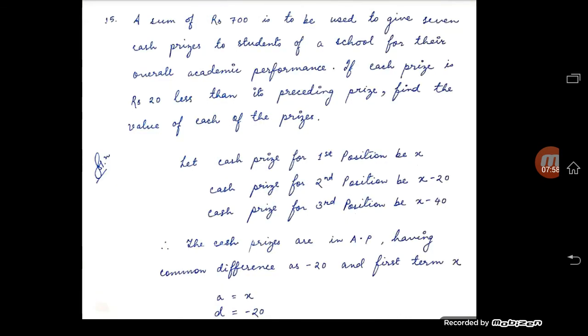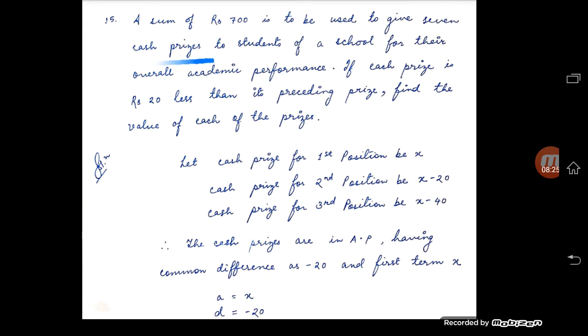The question is a very long question but a very simple one. So here the question says a sum of 700 is to be used to give 7 cash prizes to students. That means suppose there is a competition in your school. There is a total sum of money which is 700. Now there will be 7 cash prizes.